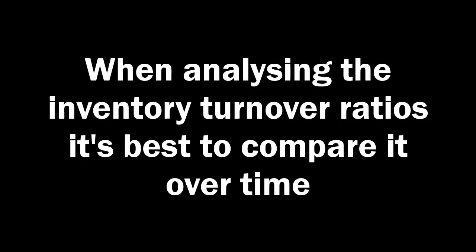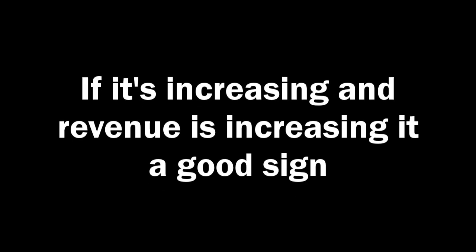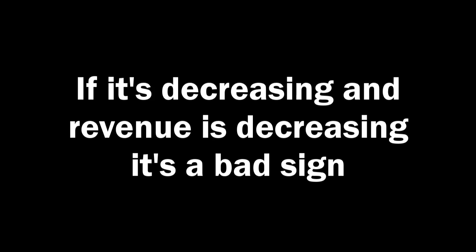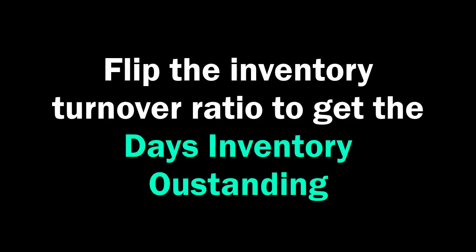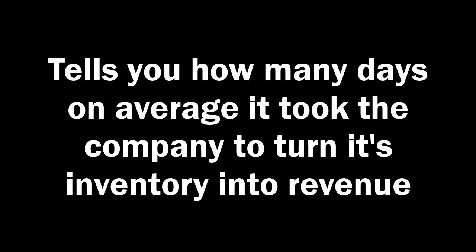When analyzing the inventory turnover ratio, it is best to compare it over time. If it is increasing and revenue is increasing, it's a good sign. If it's decreasing and revenue is decreasing, it's a bad sign. If we flip the inventory turnover ratio, we get the days inventory outstanding. This tells you how many days on average it took the company to turn its inventory into revenue.